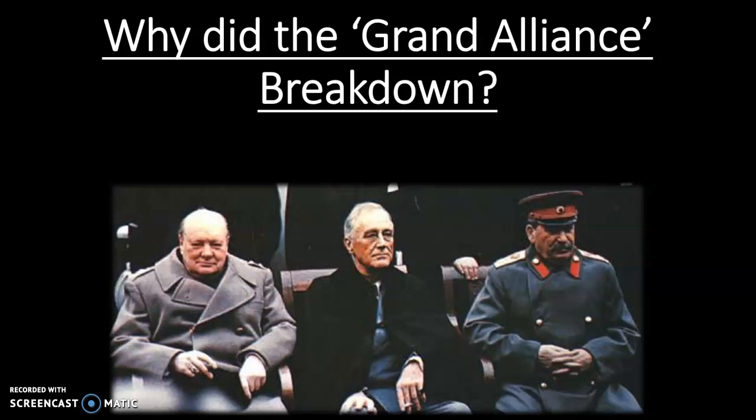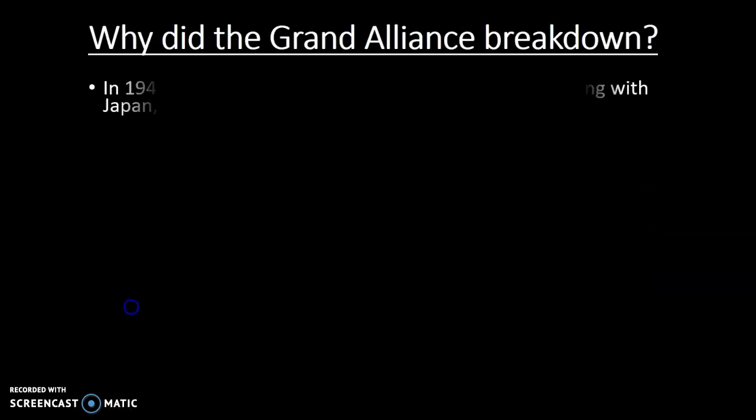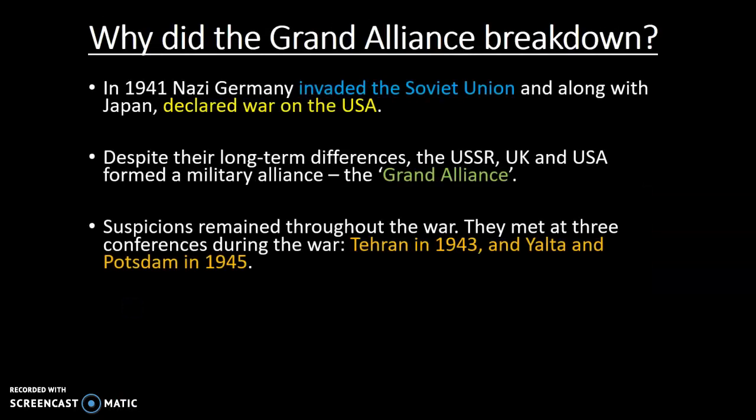One of the things that we're really looking at is why is it that we get to the Cold War? Why did the Grand Alliance break down? We have these three countries that are kind of tied together against the common enemy of the Nazis. Why is it that things break down? How and when along the way does that happen? And a couple of things to note.